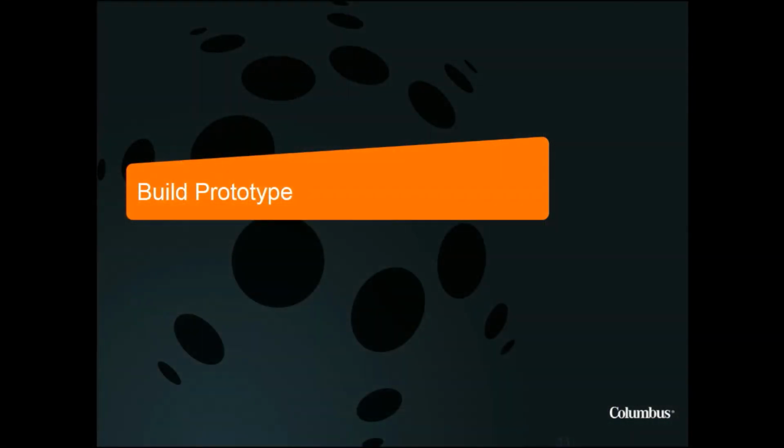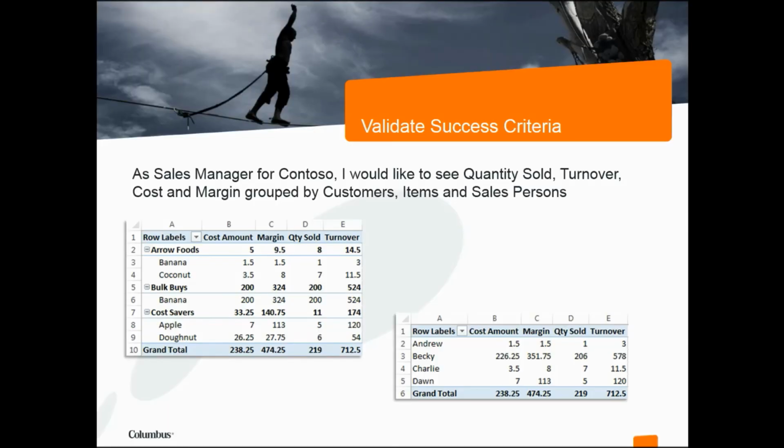Okay, so Bill's now built his prototype and he's given the prototype back to Sarah. Sarah can now validate our success criteria and say that, yeah, as the sales manager, I can now see quantity sold, turnover, cost and margin in our model, and I'm able to slice and dice that by customers, items and salespeople.